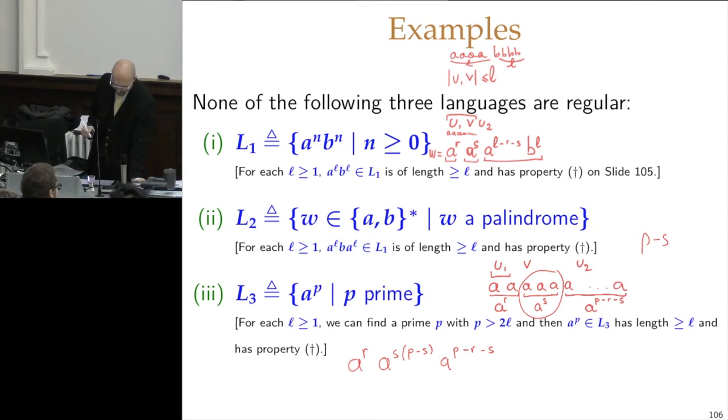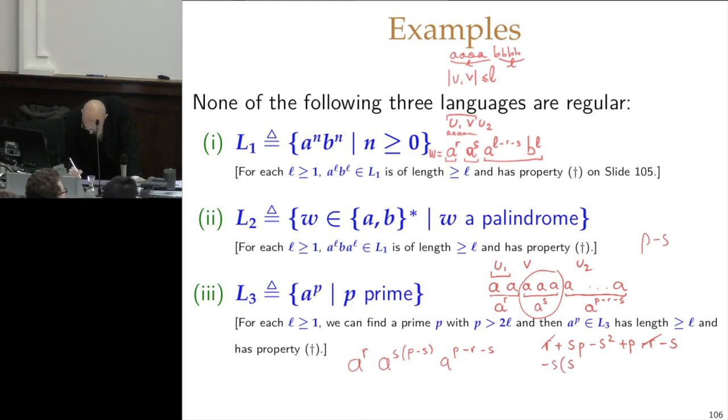How many a's are there in this string? Well, r plus s times (p minus s) squared plus p minus r minus s. That's the number of a's in this long string. And for this number of a's, if I remove this r, I can factor out a minus s to give me s plus 1, and I can factor out a p to give me s plus 1. So these first two give me this, these second two give me this, and then I can factor out the s plus 1, p minus s.